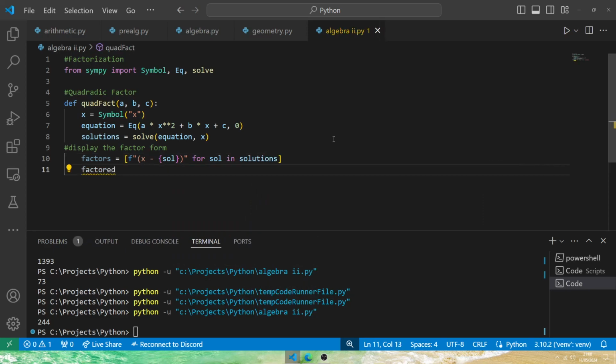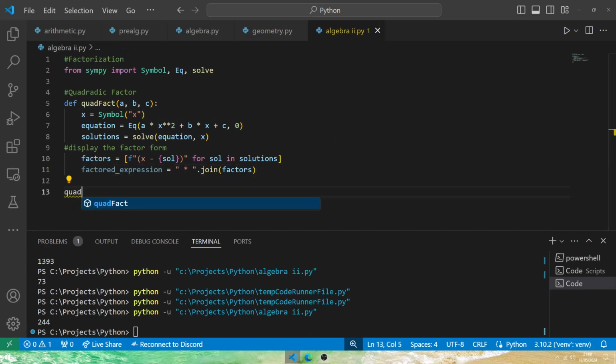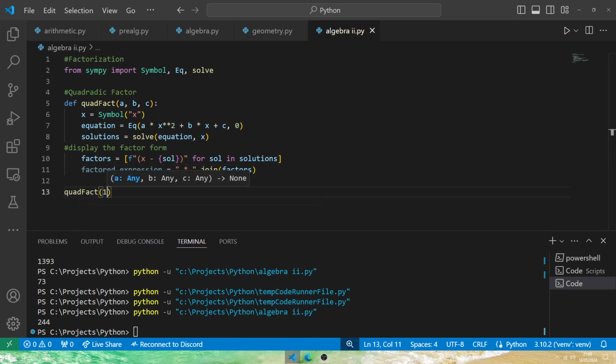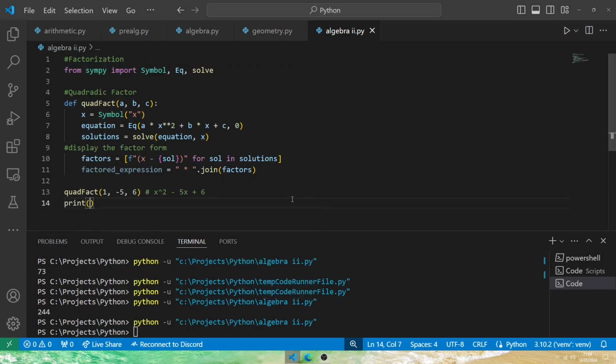And we're going to do a factored expression. And we'll use multiplication to join our factors together. So instead of splitting it by the multiplication sign, we're going to join them together. And then in order to run this, we can pass in our factors here. So our factors here would be like x to the power of 2, take away 5x plus 6. And we can just print it out.